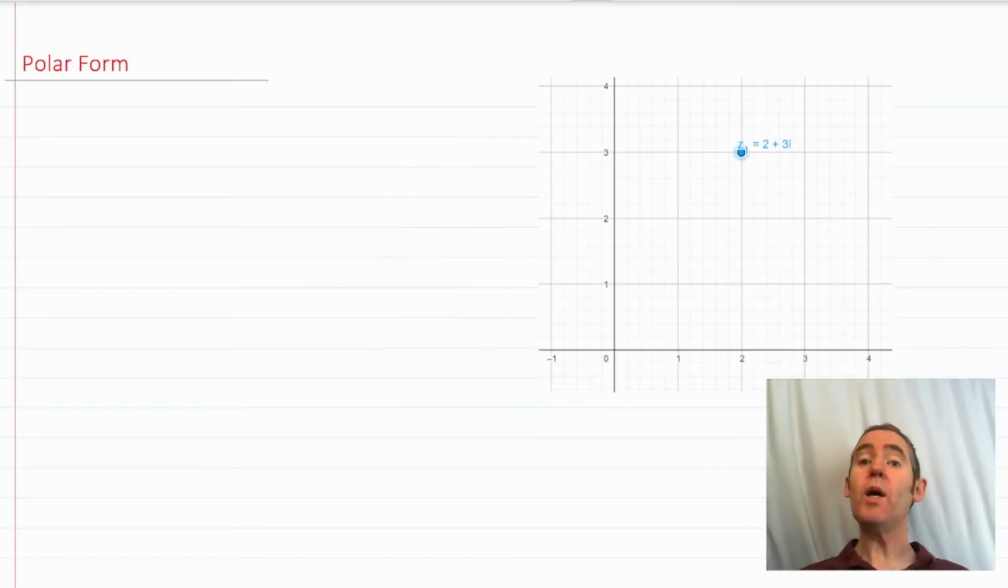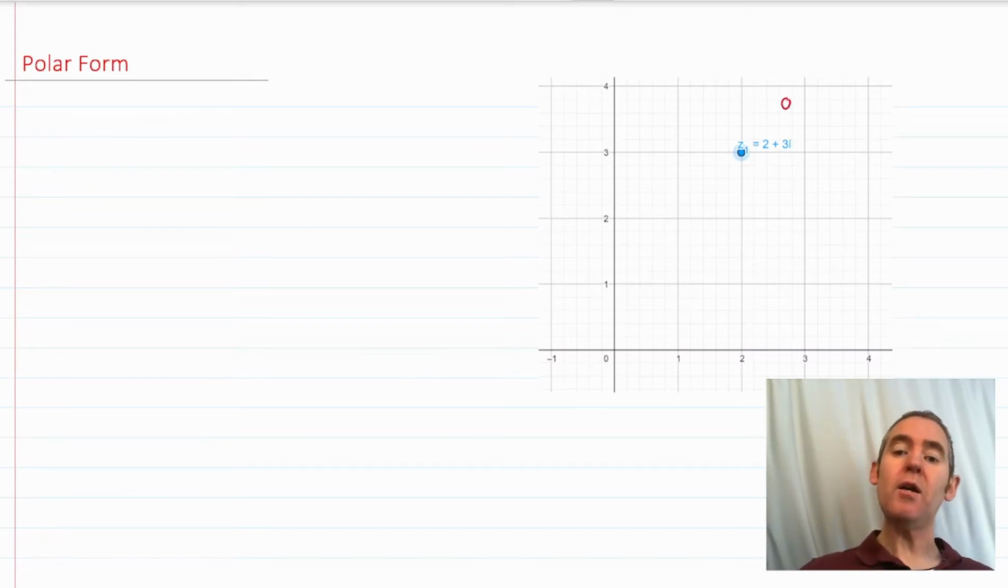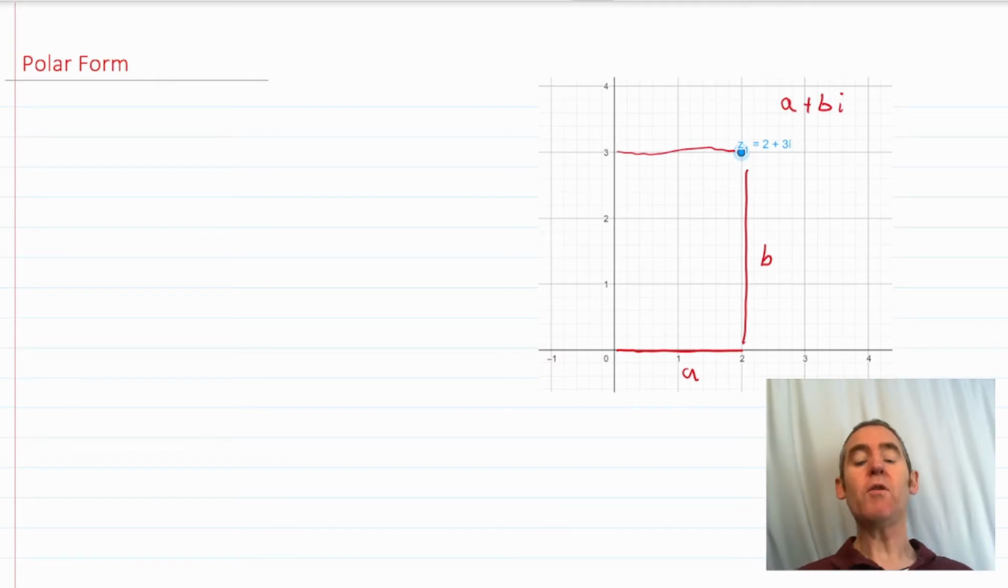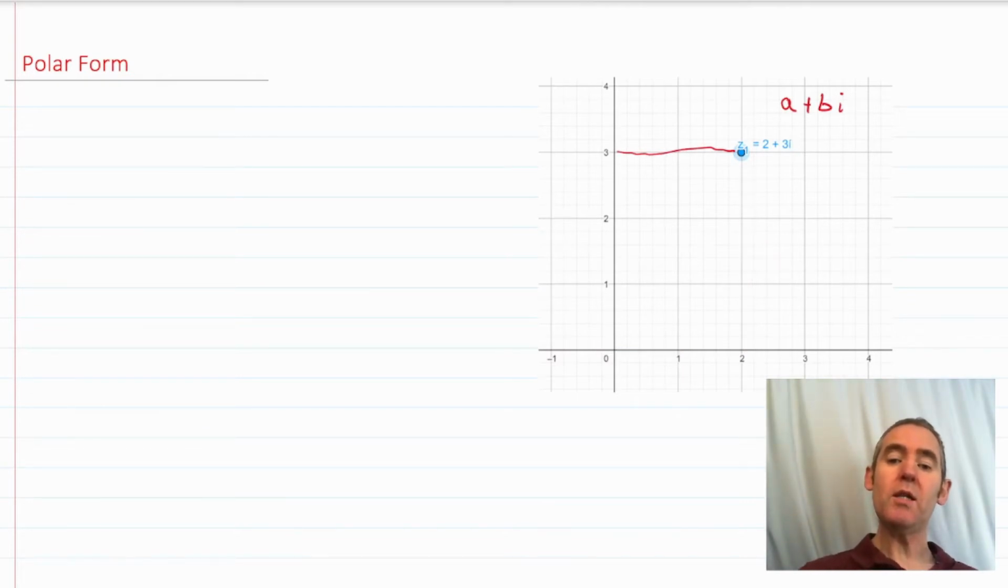We want to look at another way of representing a complex number. This is called the polar form. Now, to explain it, we must look at what we've been representing so far, which is called the rectangular form. So that's a plus bi. You can think of it as going across a and up b. That's where the rectangular form of a complex number comes from. We're quite used to that at this point.